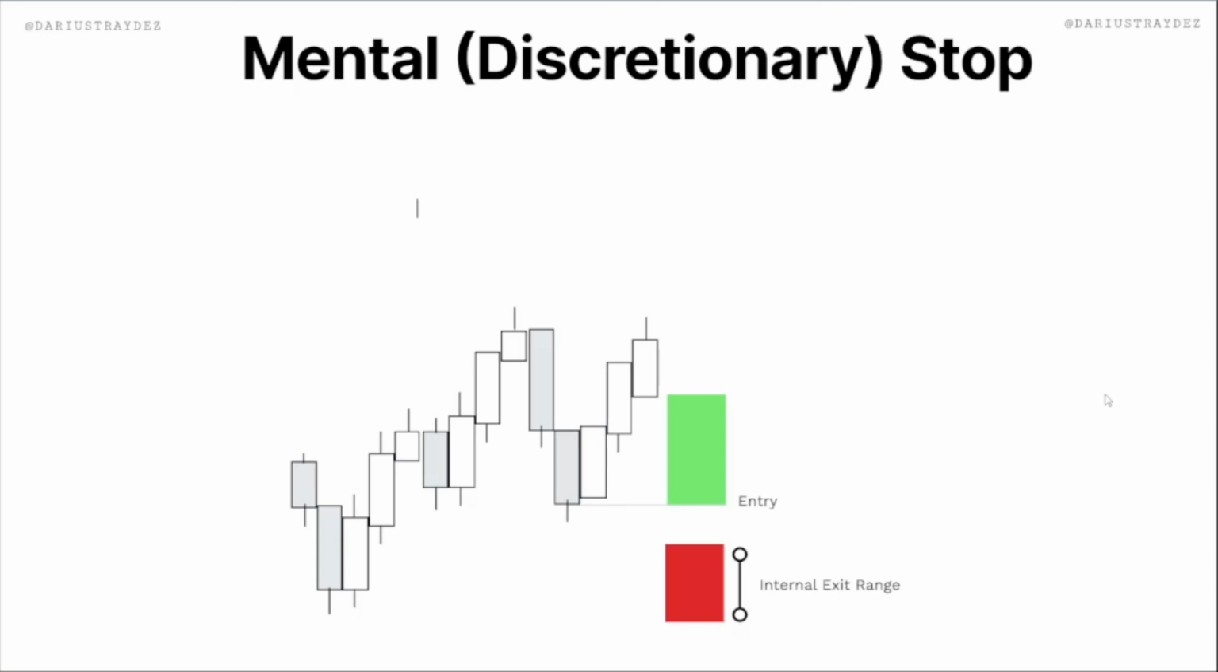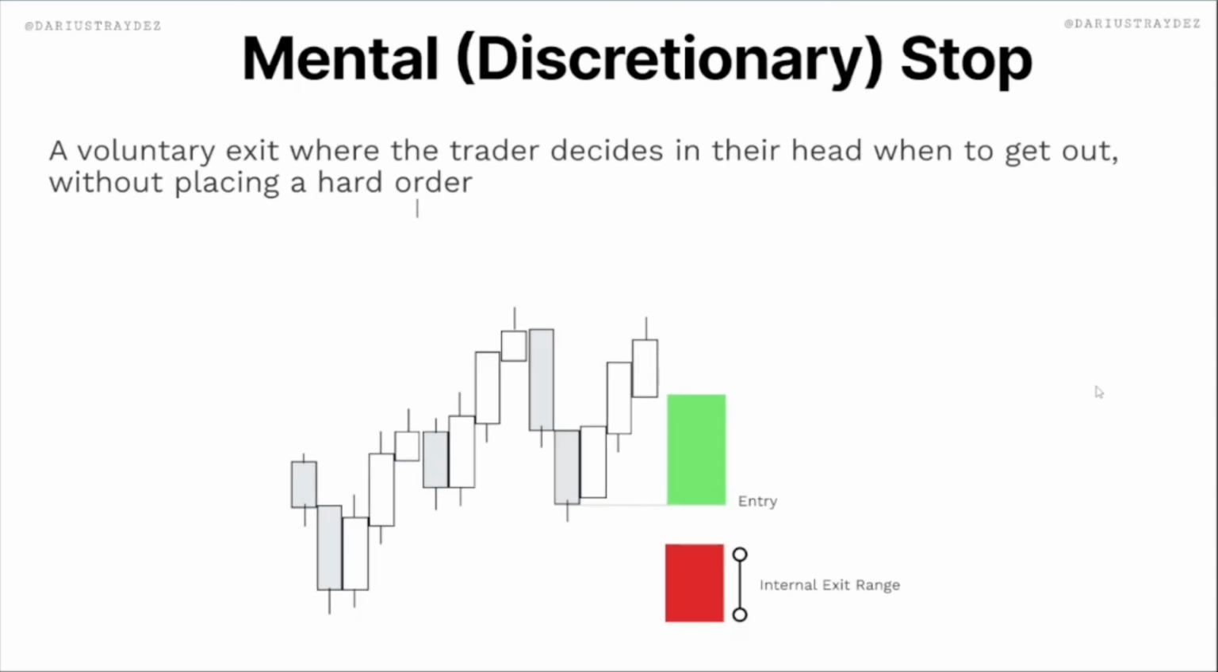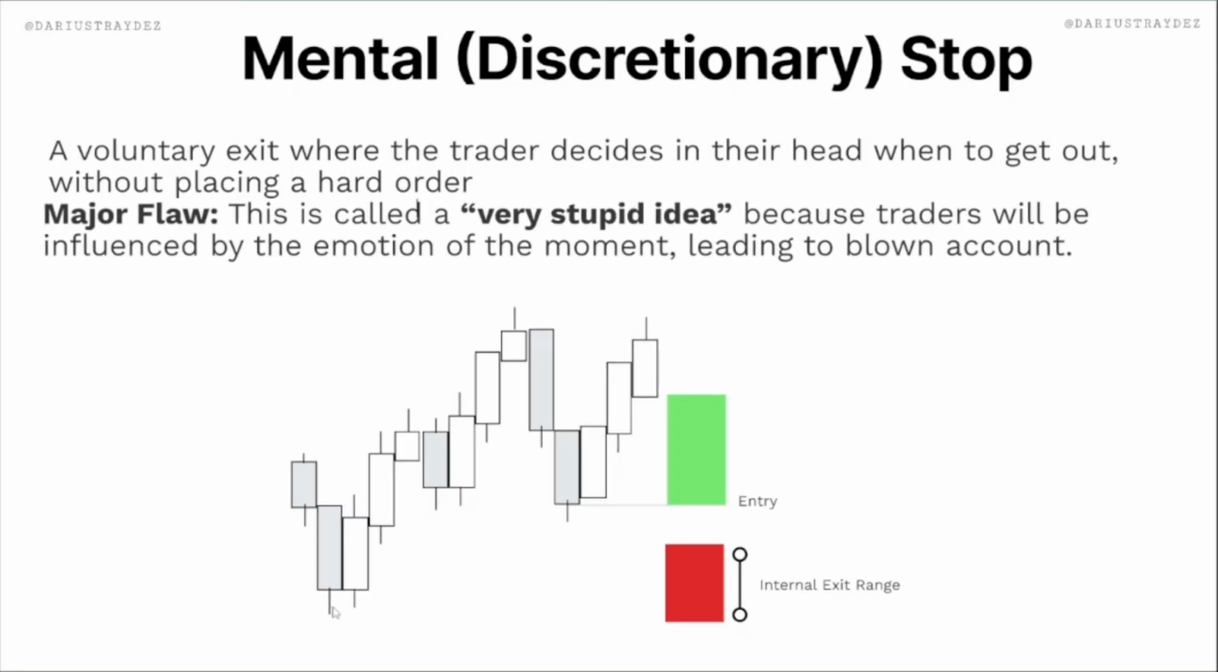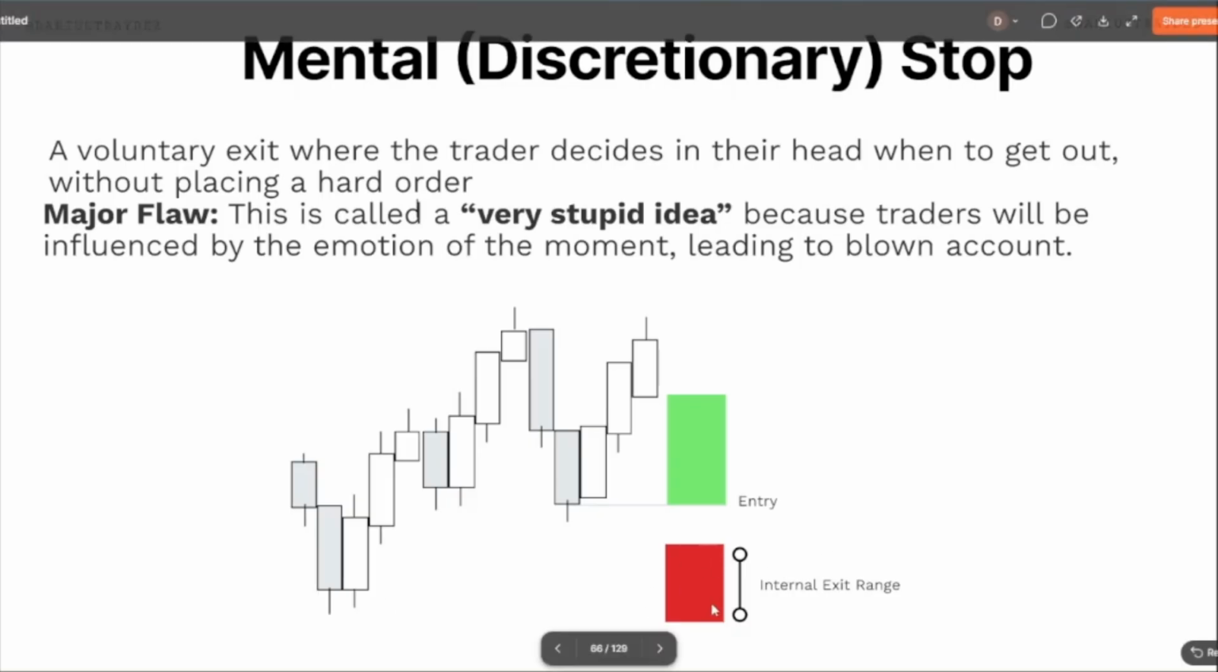Next, we have a discretionary stop. So a discretionary stop is a voluntary stop where the trader decides in your head. I think a lot of people here do this. You decide when to get out and you don't actually place a hard order. So you tell yourself, if this is the range that we're trading in, then if this low gets taken out, my idea is not valid. Therefore, this range right here is my internal exit range.